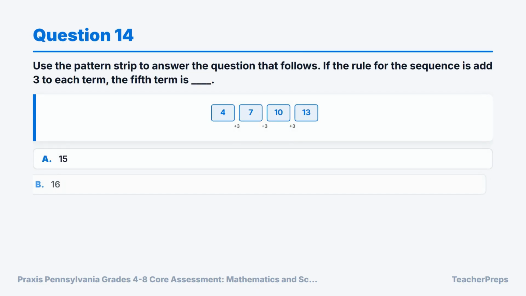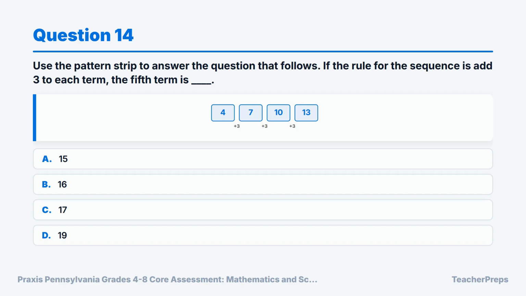Question 14. Use the pattern strip to answer the question that follows. If the rule for the sequence is add 3 to each term, the fifth term is ____. Pause the video and select the best answer.